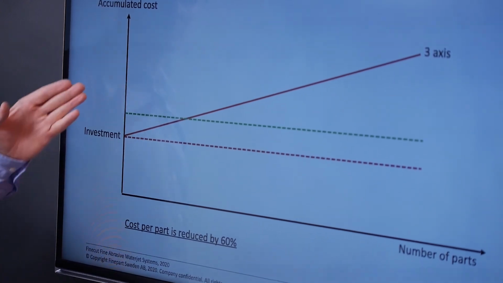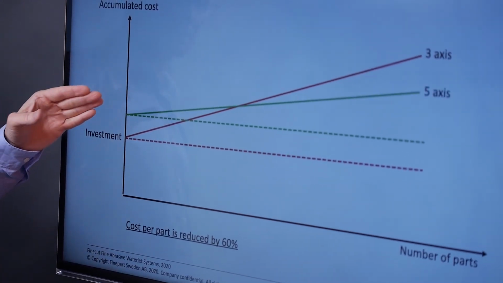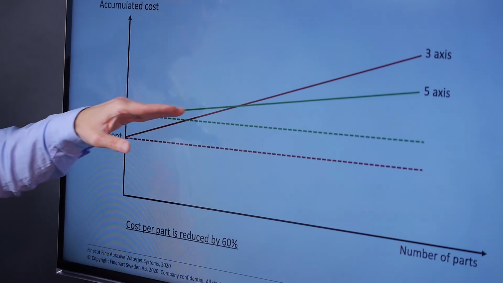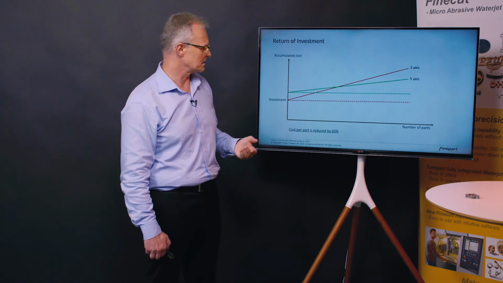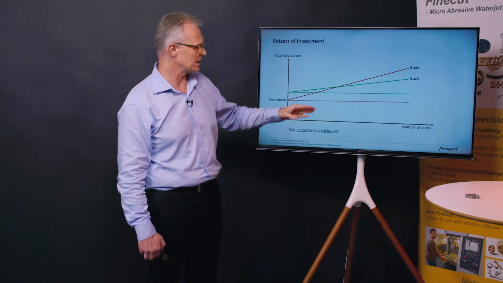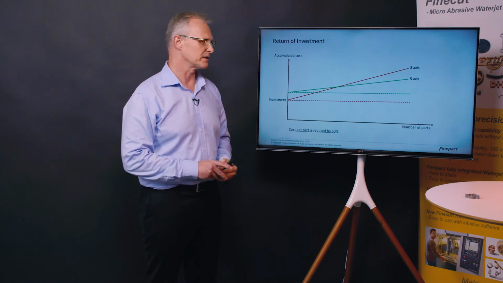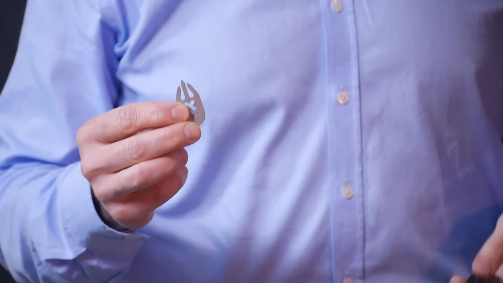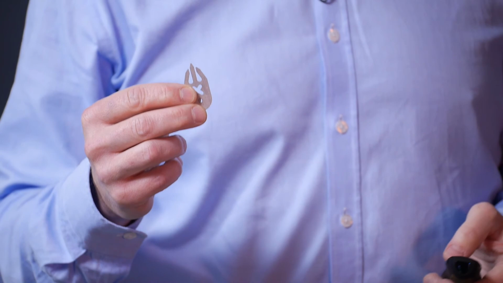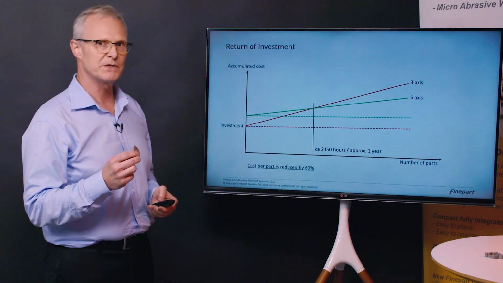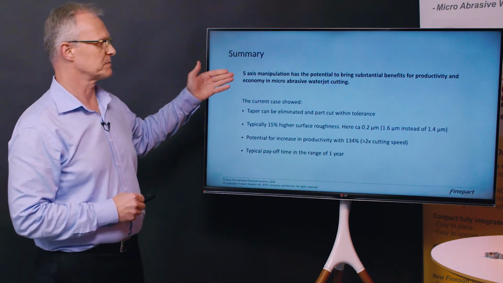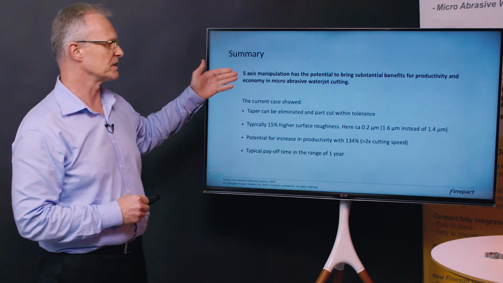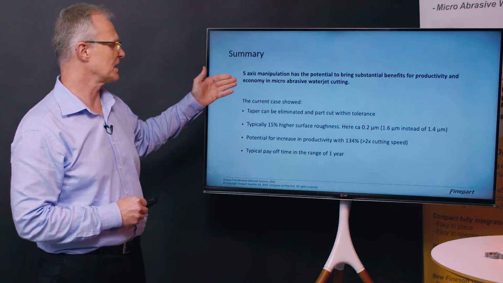And this means that when we are cutting a number of parts, the accumulated running cost will increase more slowly, and for this specific part we will have a payoff time of approximately 1 year. To sum this up, we can see that the 5-axis manipulation has the potential to bring substantial benefits for productivity and economy in microabrasive water-jet cutting.